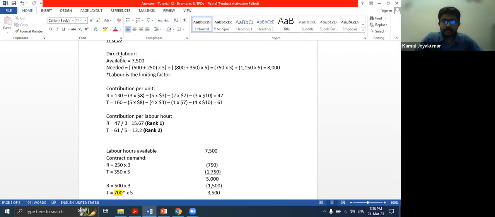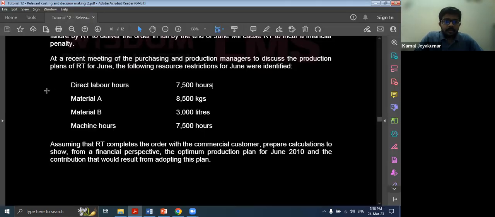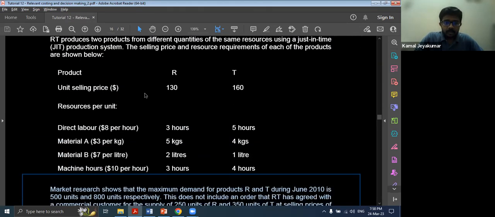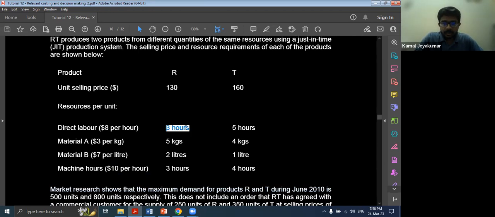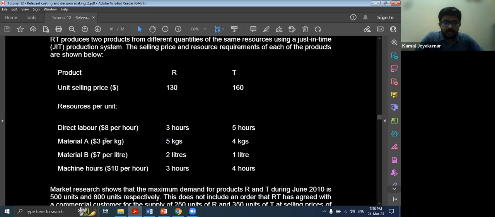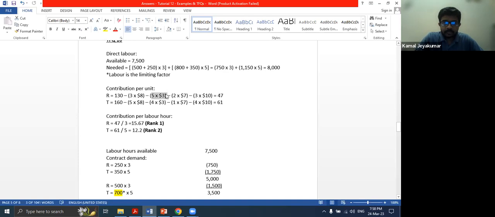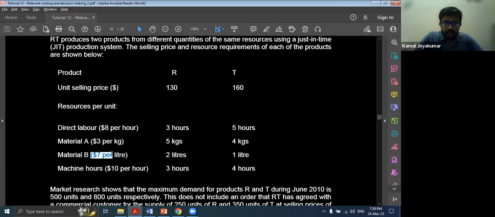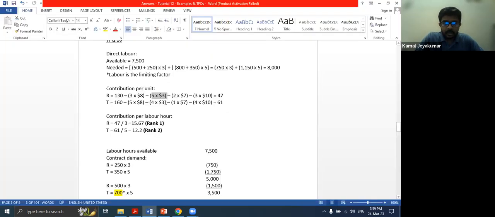This is similar to the previous question, guys. You identify what the limiting factor is by calculating the needed units of resource. Then you calculate contribution per unit for the products that you are making. To do that, you have to calculate the cost. So for product R, direct labor will cost 3 hours into $8 per hour. Then material A, 5 kilograms into $3 per kilogram, you put it here. Material B, 2 liters into $7, and machine hours, 3 hours into $10. Each of these you have to deduct from the selling price, which is given here, to get the contribution per unit.